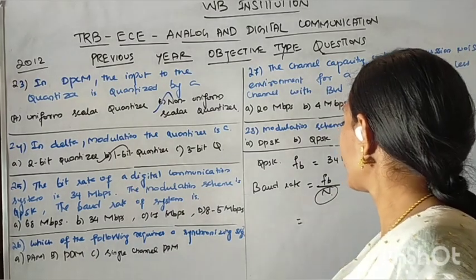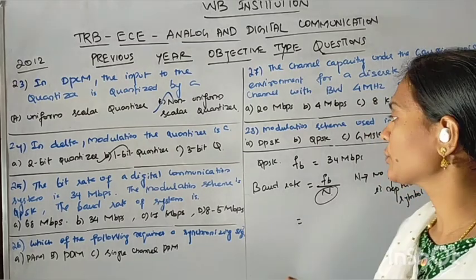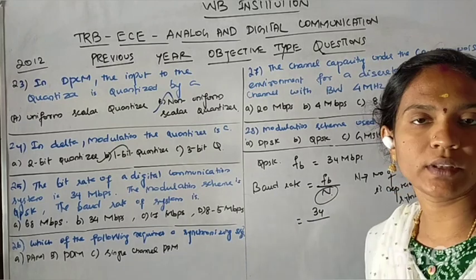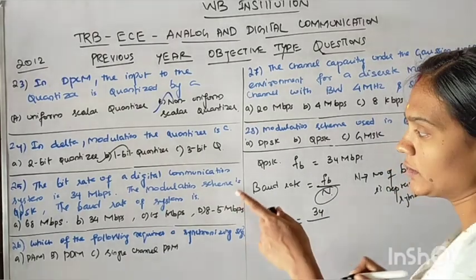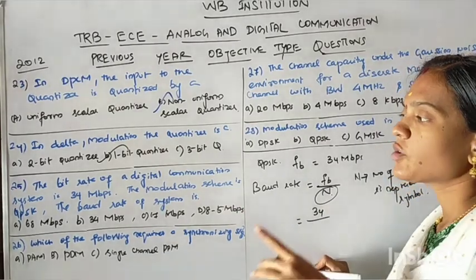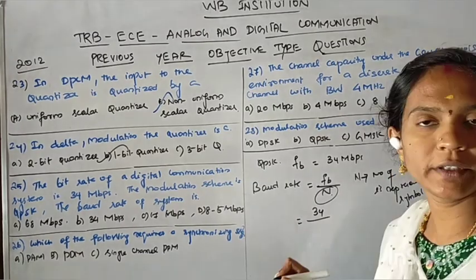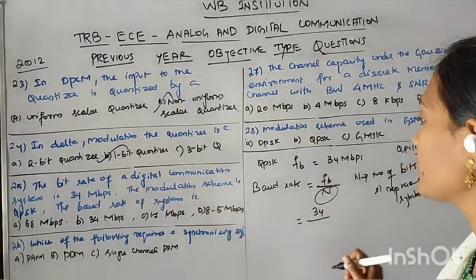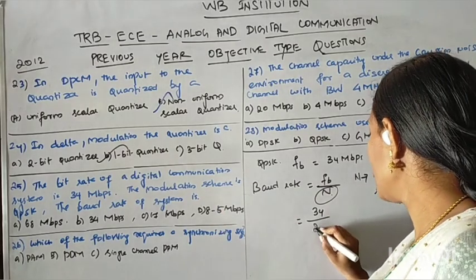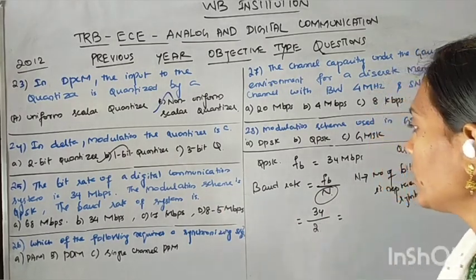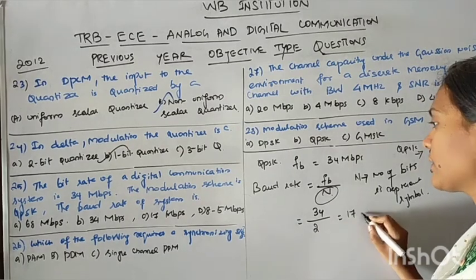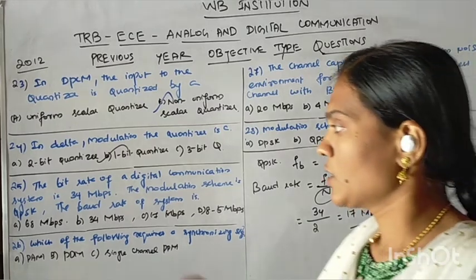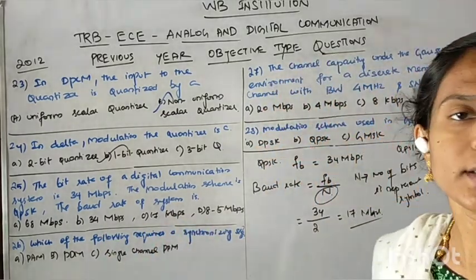So now we can calculate the baud rate. FB is given as 34, and the value of N is 2, because the modulation scheme is QPSK, where each symbol is represented by 2 bits. So when we divide, we get 17 Mbaud. So option C is the correct answer.